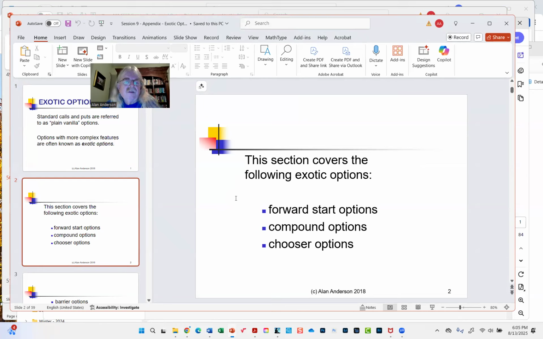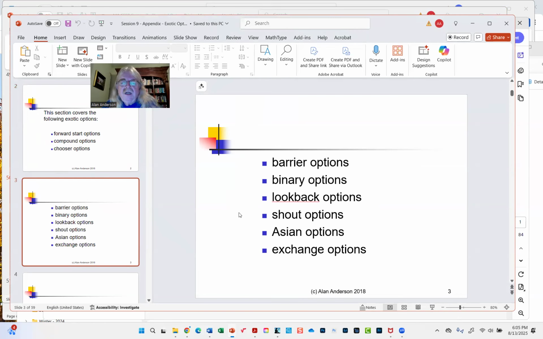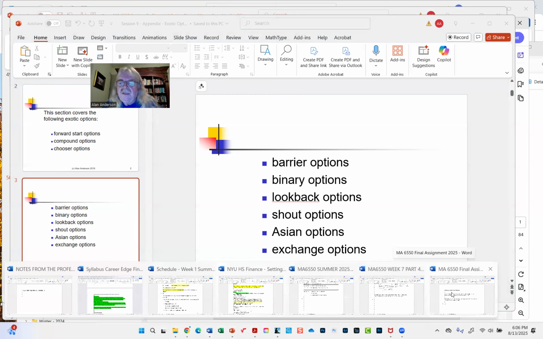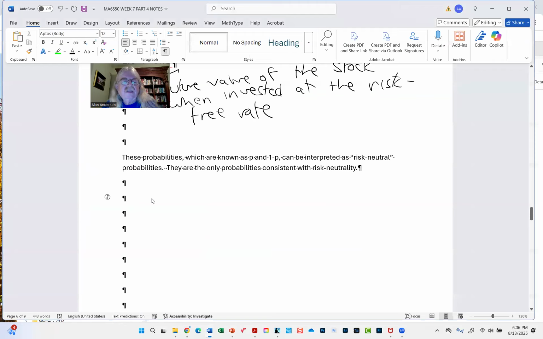Compound options are options on other options. A chooser option is one that lets you decide in the future whether or not you want your option to be a call or a put. The one I want you to really see here, because I think you'll find it very interesting, is the so-called barrier option. There's more here too, but the barrier option is one of the more interesting ones. And you're going to see exactly what it means to be exotic when you see this thing. You might be hard pressed to figure out why you would want to use it, but it's good to know that these exist.